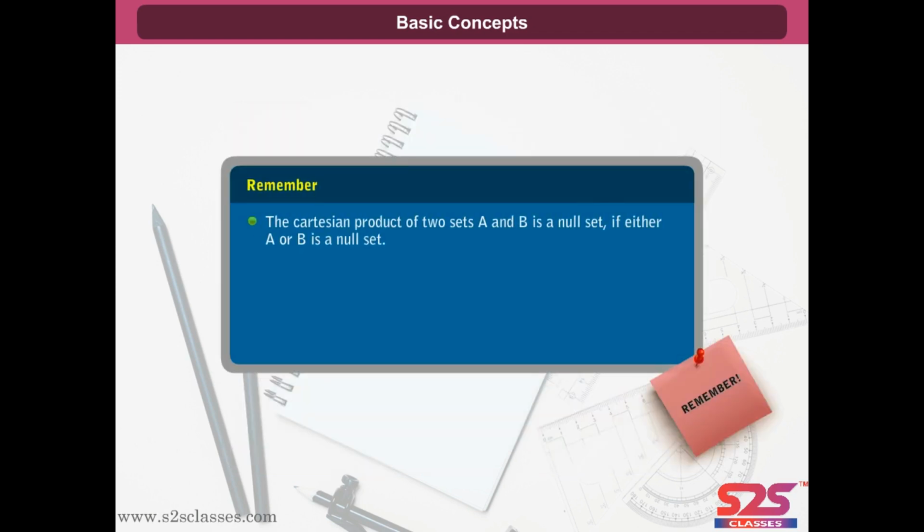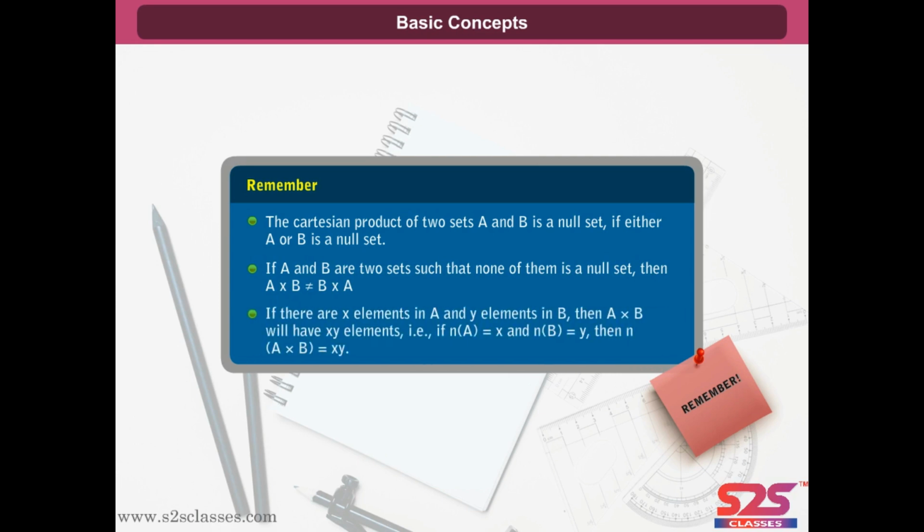Remember, the Cartesian product of two sets A and B is a null set if either A or B is a null set. If A and B are two sets such that none of them is a null set, then the Cartesian product of A with B is not the same as the Cartesian product of B with A. If there are x elements in A and y elements in B, then the Cartesian product of A and B will have xy elements.